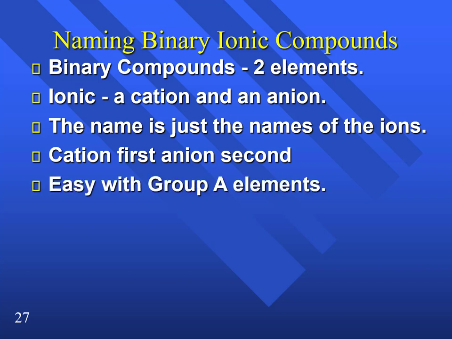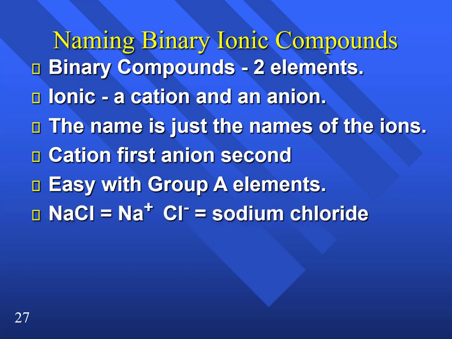Okay, now, as long as everything's in group A, as long as we have nothing but representative elements, it is really easy to do. You did it last night. If I gave you NaCl and asked you to name it, what ions are in NaCl? Well, there's an Na plus and a Cl minus. Na plus is called the sodium ion. Cl minus is called the chloride ion. Put them together and it's called sodium chloride. Metal first, non-metal second. So when they say sodium chloride, they're talking about the ions are sodium ions and chloride ions.